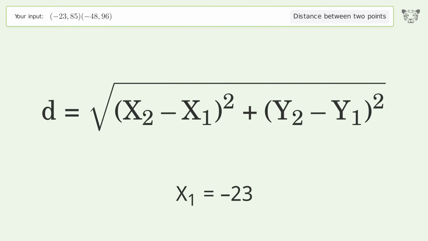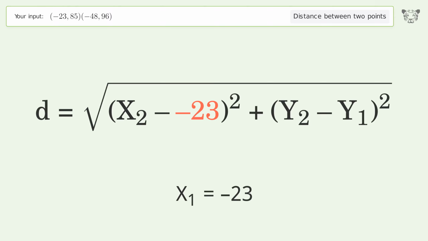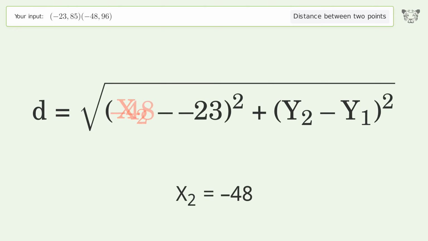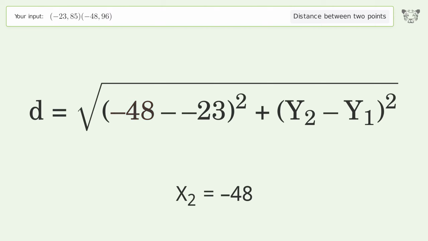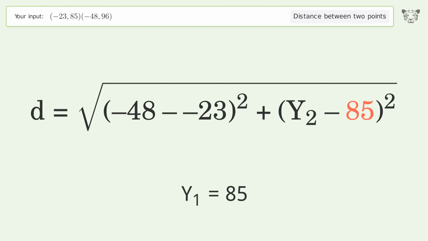x1 equals -23. x2 equals -48. y1 equals 85. y2 equals 96.